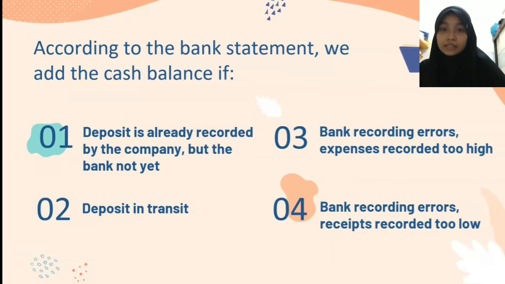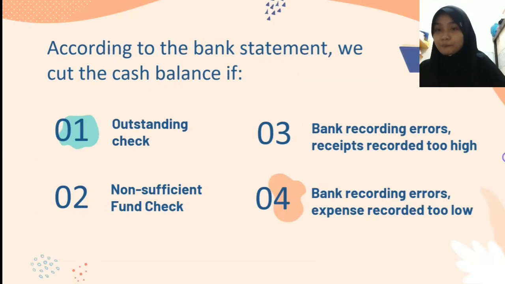Third, bank recording errors, expense recorded too high. If the bank records an expense too high, we have to add to the cash balance and cut the expense so we get the appropriate nominal. And then the fourth, bank recording errors, receipt recorded too low. If the bank recorded a receipt too low, we have to add to the cash balance in the reconciliation so we get the appropriate nominal.